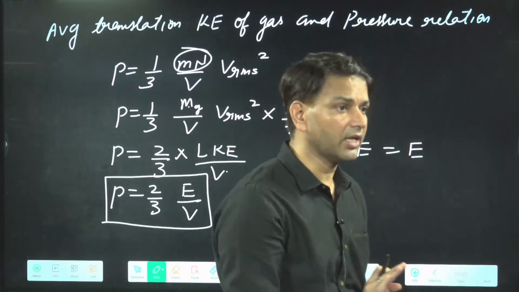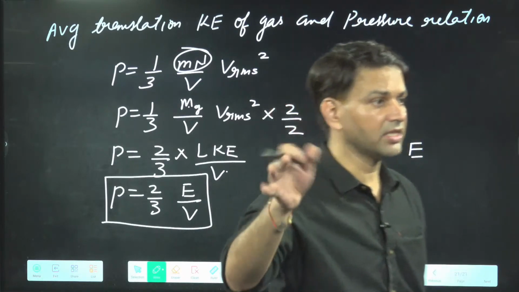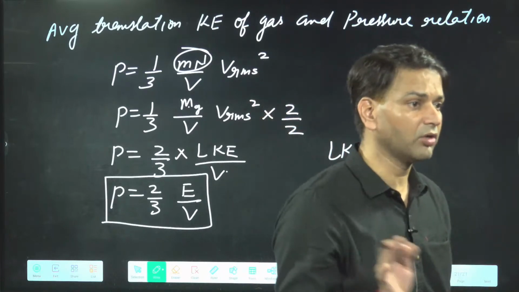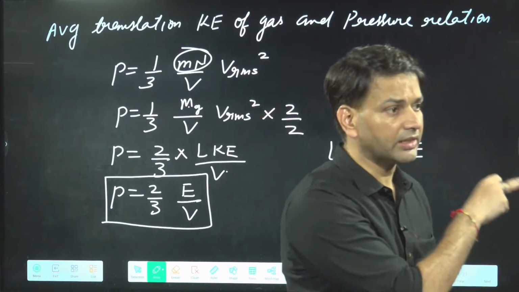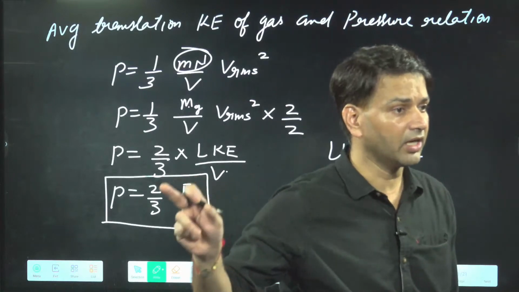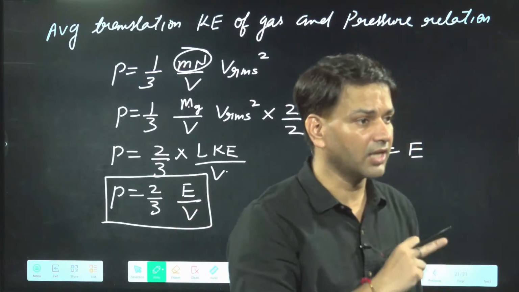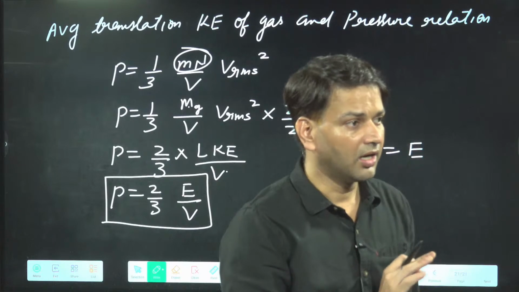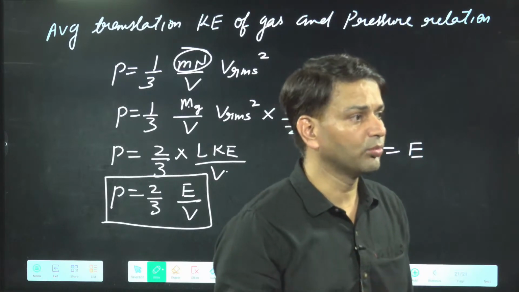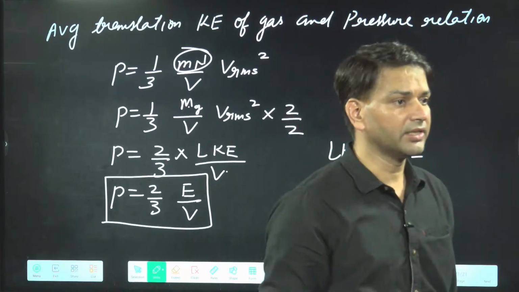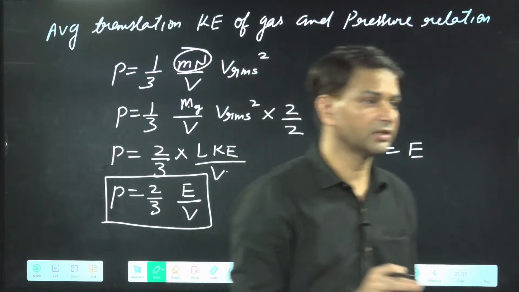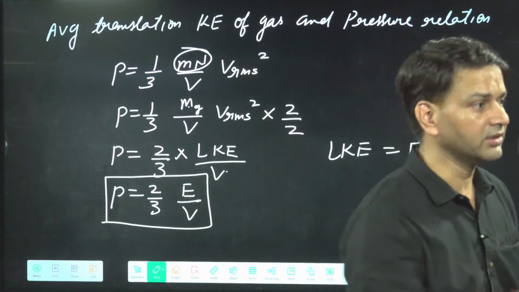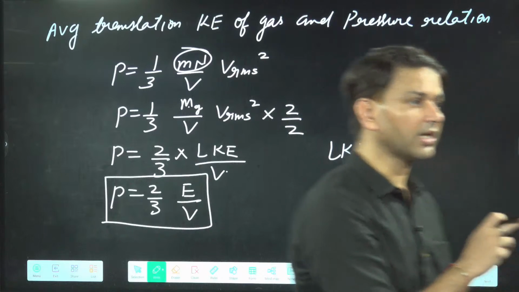Internal energy of the gas means translational as well as rotational and vibrational, we will include all. But in this formula E, we are taking half m v RMS square. So this is the translational kinetic energy. Understood or not? They can ask like P is equal to 2/3 E by V. E is the linear kinetic energy, not the total kinetic energy of the gas, not the rotational kinetic energy. So E is the translational kinetic energy here.